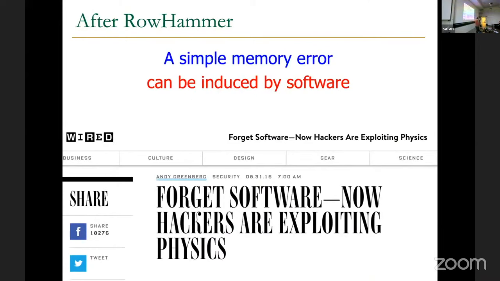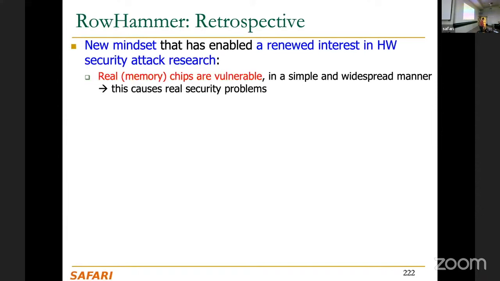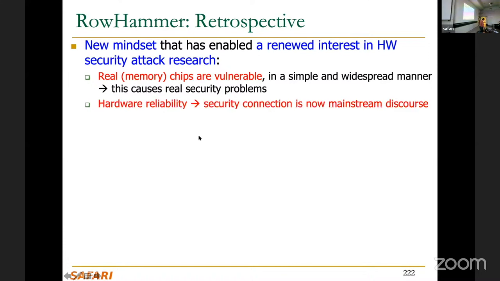That lamp is gone, no physical access needed. In software, you can induce this error. As a result, a lot of people got interested, basically. That's why you see this action in the security community, because they saw real chips are vulnerable in a simple and widespread manner, and this caused real security problems.